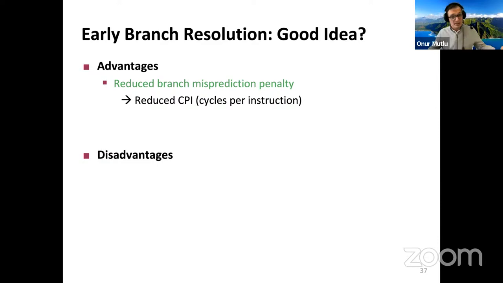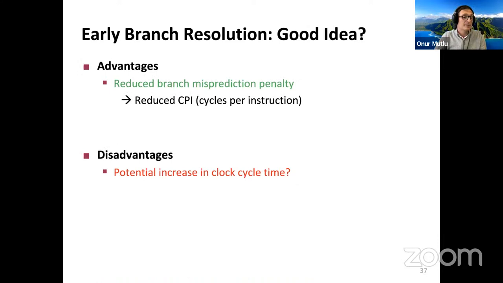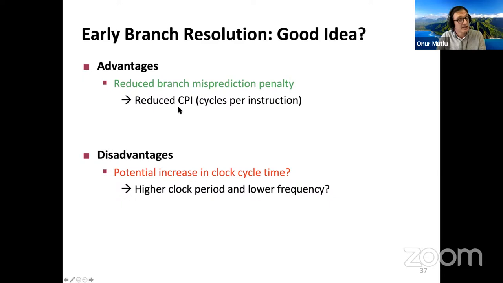But remember, the performance equation is not just about cycles per instruction. It's cycles per instruction times clock cycle time times number of instructions. In this case, we're not changing the number of instructions because we're not changing the program. We're changing the cycles per instruction, hopefully reducing them. But the logic we add over here may increase your critical path, and you need to be careful about that. Clearly, we've added logic. It may potentially increase the clock cycle time. It may lead to a higher clock period and lower frequency, which may offset some of the gains we get from reduced CPI. And we will see this more when we talk about branch prediction in a later lecture.